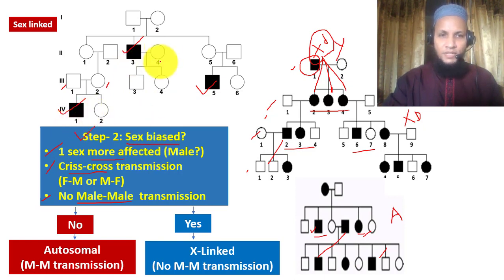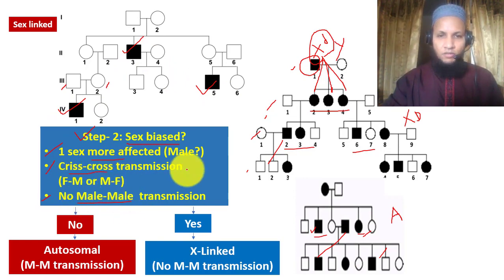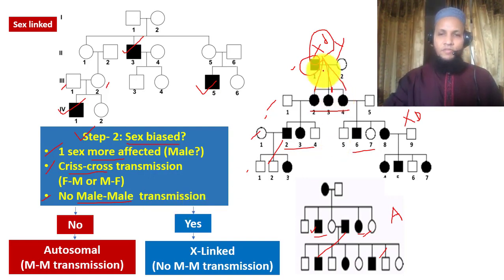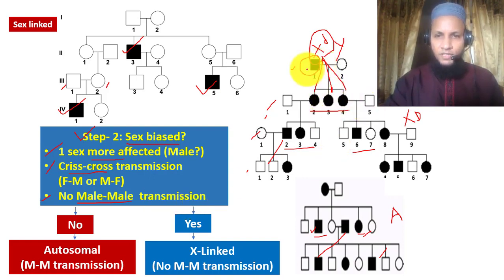So what we have seen is, for sex bias, there may be a particular sex more affected. If only males are affected, we can tell this is sex biased. If there is crisscross transmission, that is father to daughter, where all daughters of the father are affected, it will also be X-linked. And if there is male to male transmission, it will be autosomal.